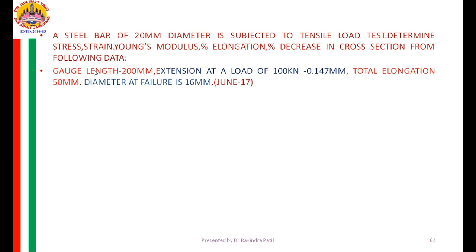And diameter at failure. Diameter at failure means after failure, what is its diameter? That is the final diameter. From the final diameter, you can get the final area. From the initial diameter, you can get the initial area. Hence, you can get the percentage decrease in cross-sectional area. Like that, we need to read the problem completely and think over whether it is possible to solve it or not, then only attempt the problems.